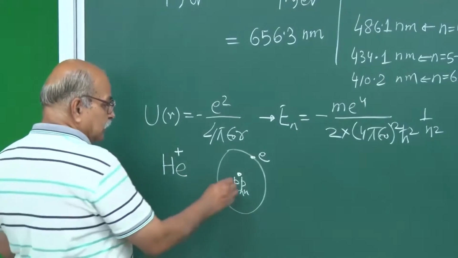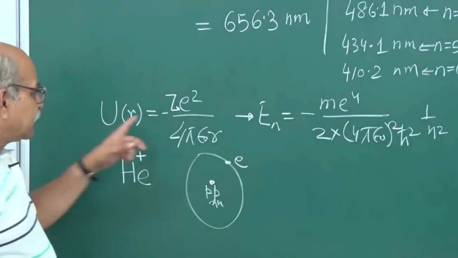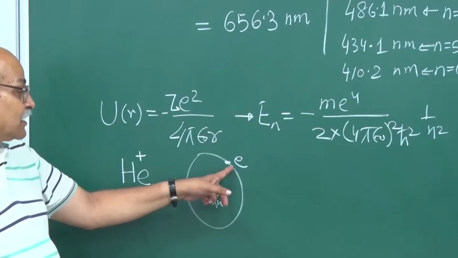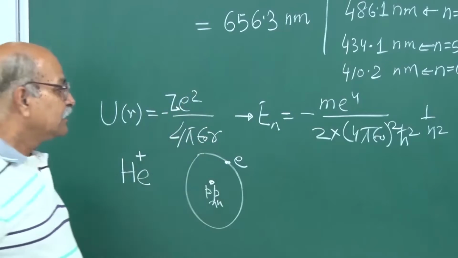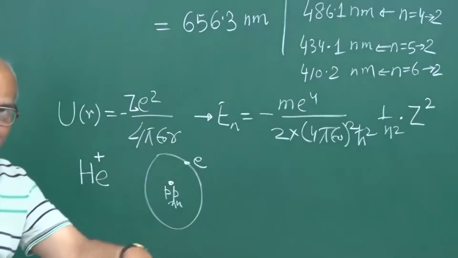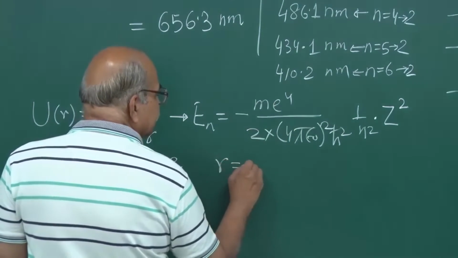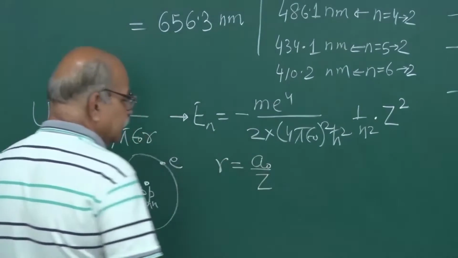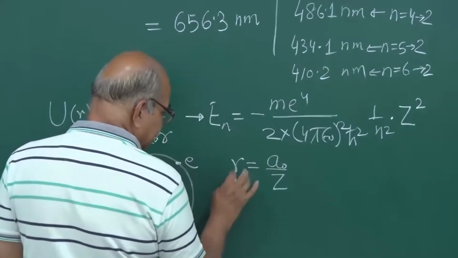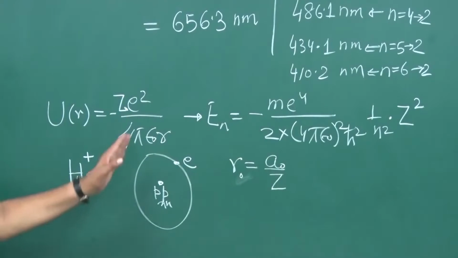For this, the potential energy will be given by 2 times this, so let me write Z times this. If there are Z protons in the nucleus and only 1 electron, then you have an ion where the potential energy will be given by this, and then this E n is modified by multiplying by Z square, and everything works quite well. The radius will be a naught divided by Z. Let me write the first one only, others also go the same way. So this is how it works quite well.